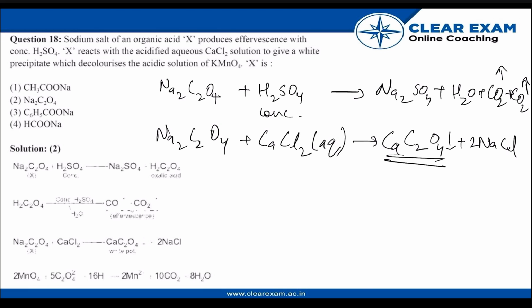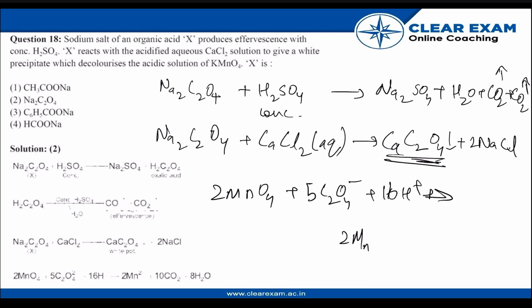So now we have 2MnO4 minus plus 5C2O4 2 minus, that is the same solution, with 16 hydrogen ions, and that gives 2Mn2 plus, 10 CO2 plus water. Decolorized acidic solution. So the correct answer here is Na2C2O4 or sodium oxalate.